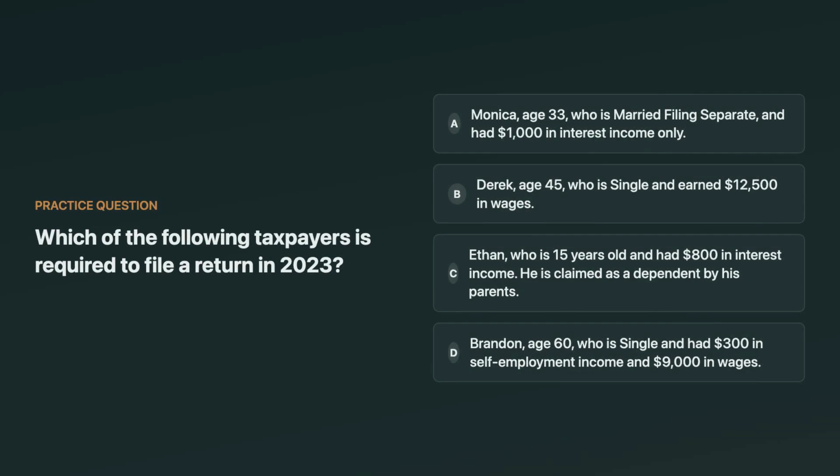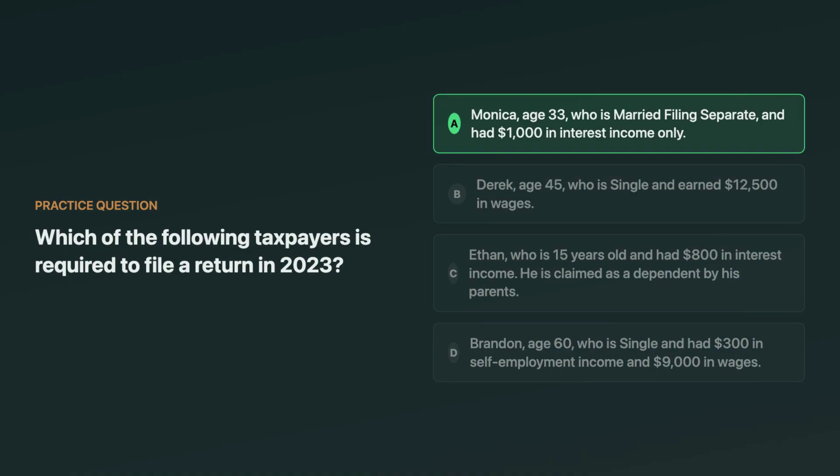Which of the following taxpayers is required to file a return in 2023? You have Monica, married, filing separate with $1,000 of interest only. Derek, single with $12,500 of wages. Ethan, age 15, dependent with $800 of interest. And Brandon, single with $9,000 wages plus $300 self-employment. Think about the filing thresholds and the special rule for married filing separate.